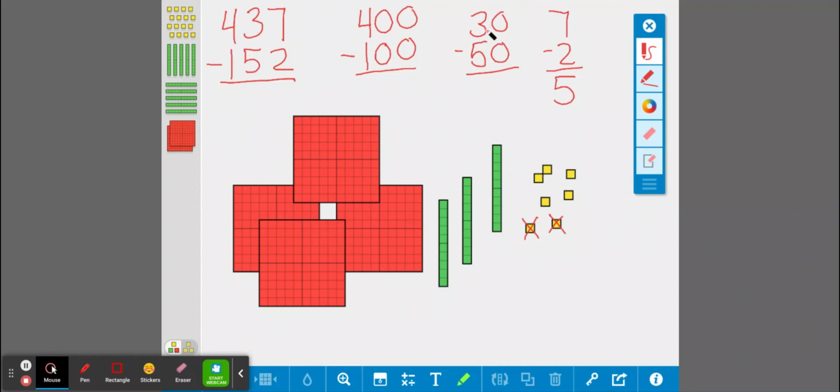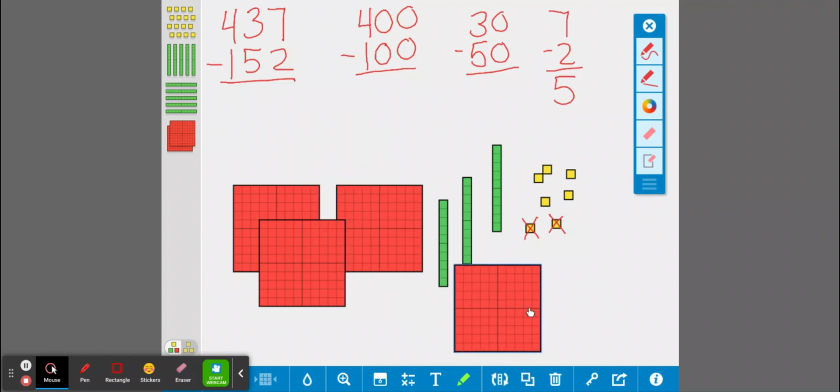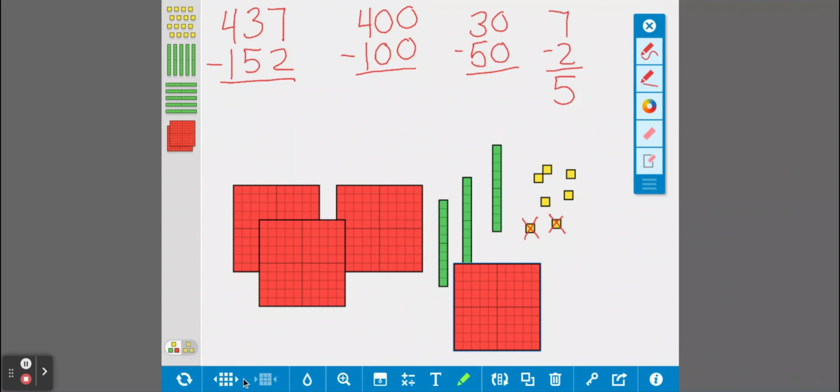We have 3 10s and we need to take away 5 10s. Well, if we have 3 10s, we can only take away 3 10s. So we need some more 10s, and we're going to do that by borrowing from the hundreds place. So we'll move 100 over into our tens place. And if I can find the right button here, we'll split that up, and you can see that our 100 becomes tens. Okay, and it's 10 tens, so we are adding 100 to 30.